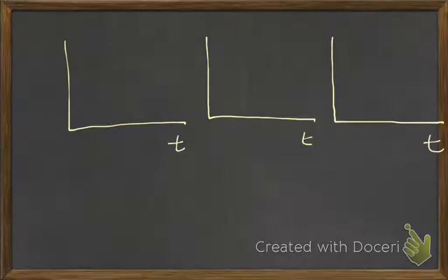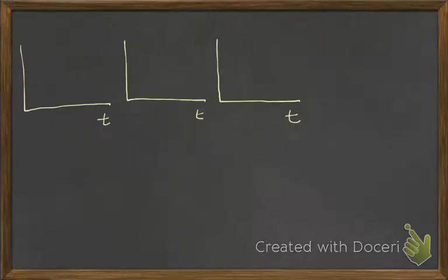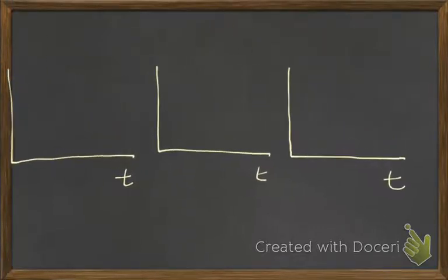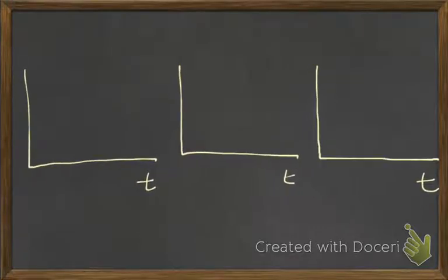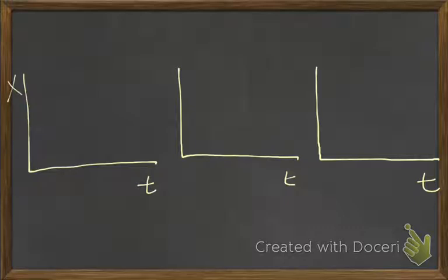3 graphs. And what we're going to look at is the pattern of the change. First graph is position. Second graph is velocity. Third graph is acceleration. And we are specifically looking at them in this order.